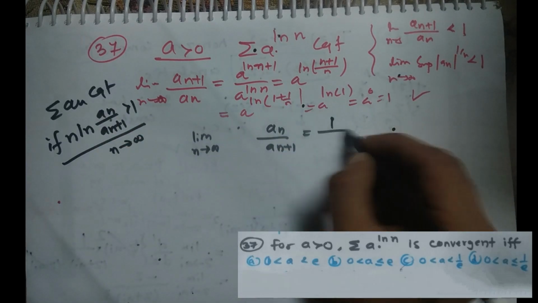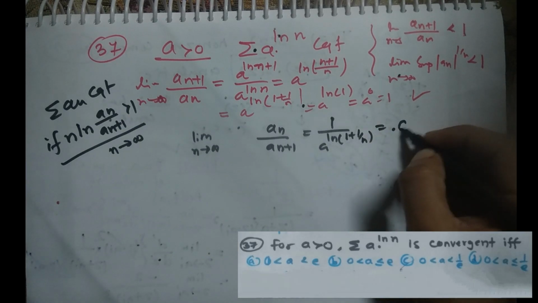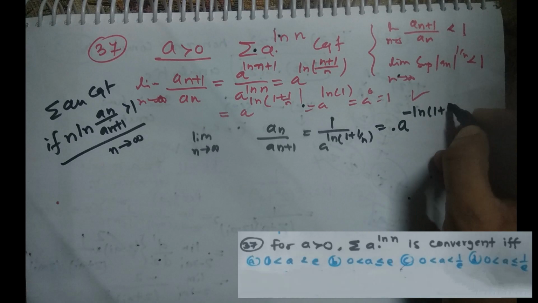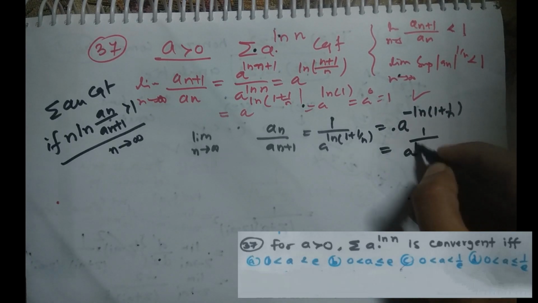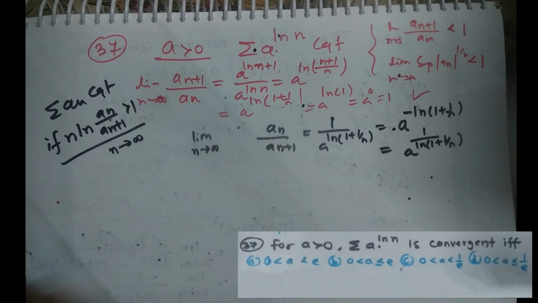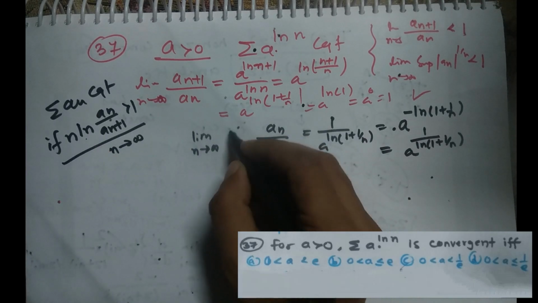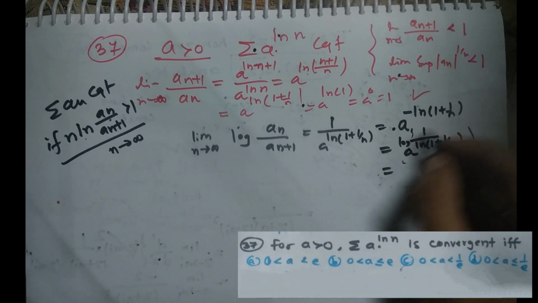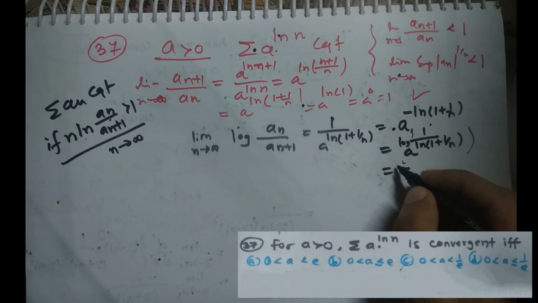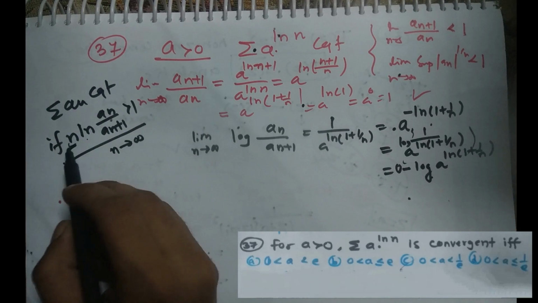Let's revert this. So 1 upon a raised to ln(1 + 1/n) will go as a raised to minus ln(1 + 1/n), or in other words this becomes 1 upon ln of (1 + 1/n). If I take log on both sides, I will get the log of this. Now see, the log of 1 upon this means what? Log of 1 means 0, minus log of a raised to ln of (1 + 1/n). And we have to multiply this by n.